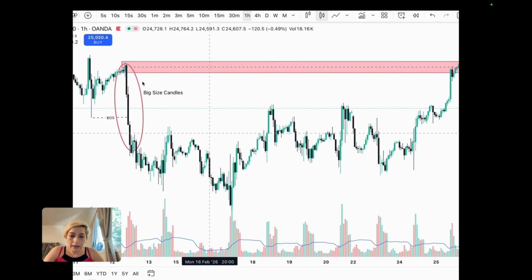Price then breaks a key level, dropping below a previous support or swing low and printing a new low. This confirms a strong selling pressure. All of these factors make this a high probability supply zone that deserves serious attention.